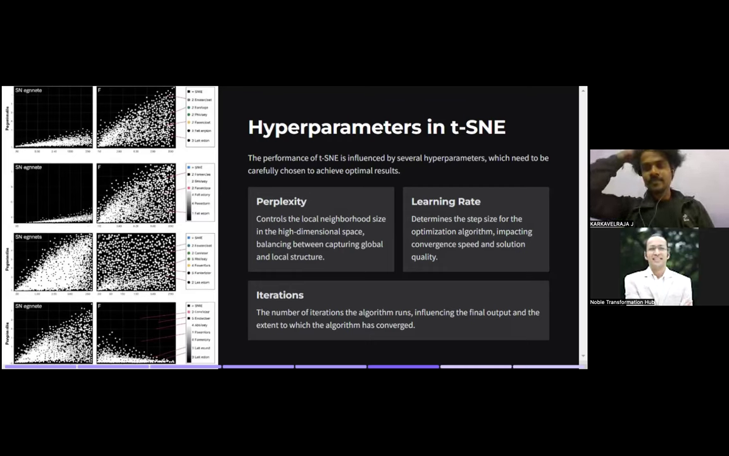That's another characteristic. Iterations: the number of iterations the algorithm runs influences the final output, the extent to which the algorithm has converged. So iterations, perplexity, learning rate, these are very important hyperparameters in t-SNE. Remember these concepts deeply so that when we connect the dots, we are connecting dots in application.